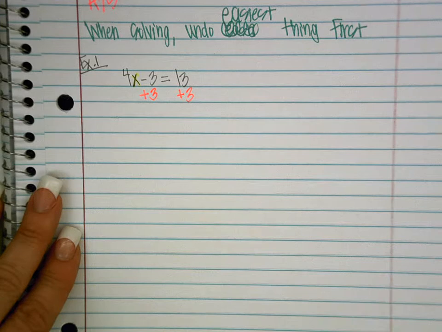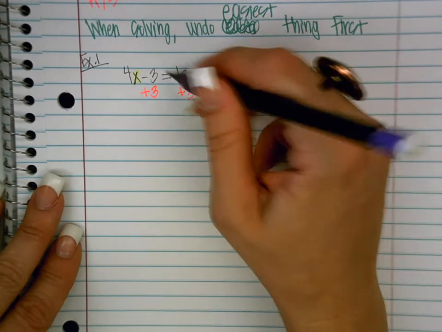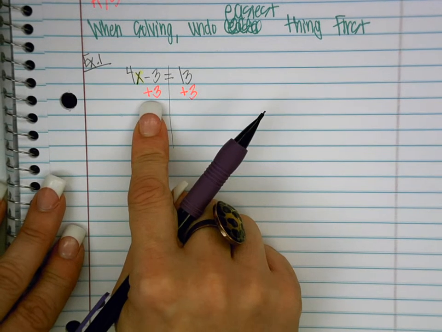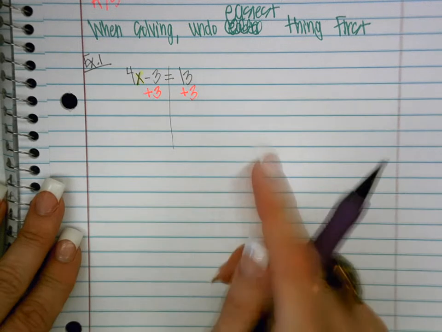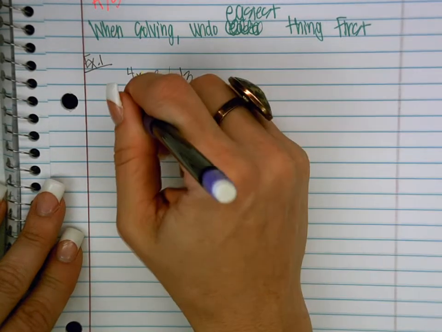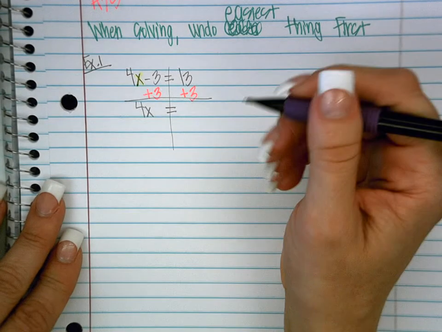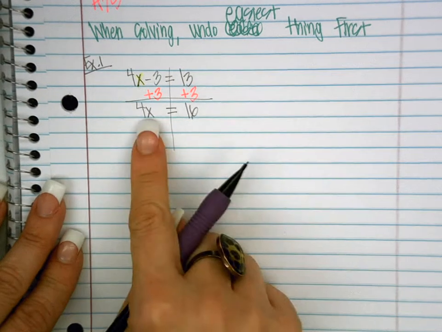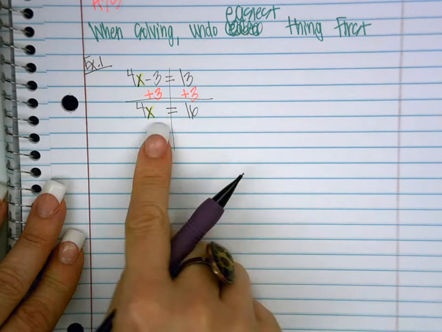Okay, I want you to think of this equal sign as kind of like a fence. Okay, so if this is a fence, if you do something to one side of the equal sign, you have to do the same thing to the other. Okay, so you have to be equal to both sides. So if we add 3 to one side, you add 3 to the other. So I got 4x equals 13 and 3 gives you what? 16.